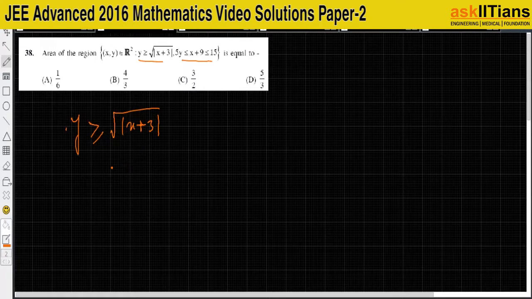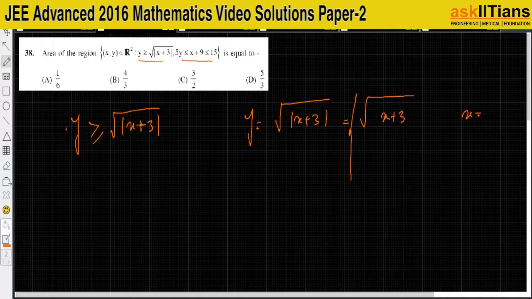Now let me first plot the graph of y equal to under root of mod of x plus 3. This is nothing but under root of x plus 3 if x plus 3 is positive, that means if x is greater than or equal to minus 3, and if x is less than minus 3, then I'll get the graph of under root of minus of x plus 3. This mod will open with a minus sign. So let me plot this graph.